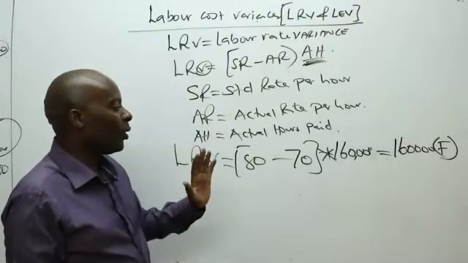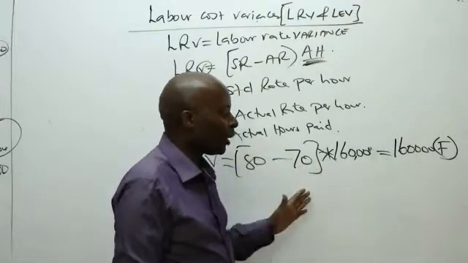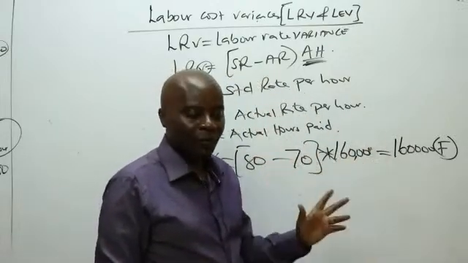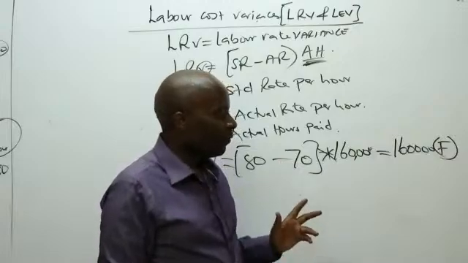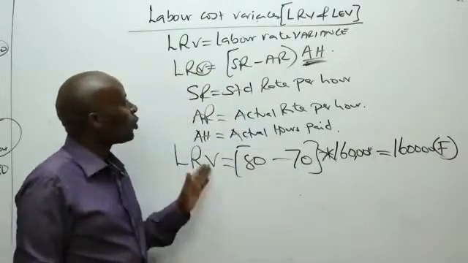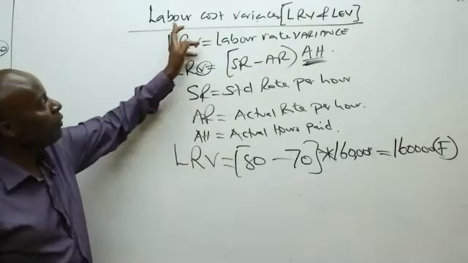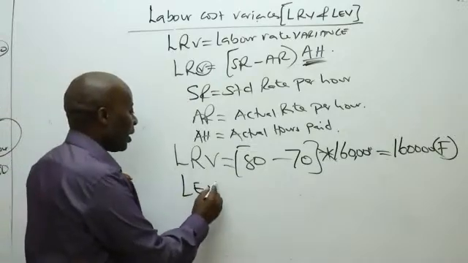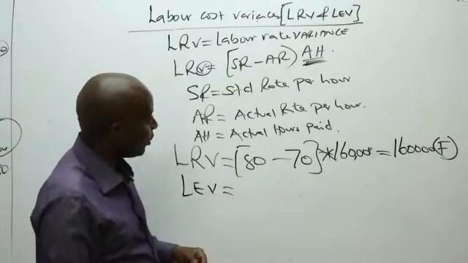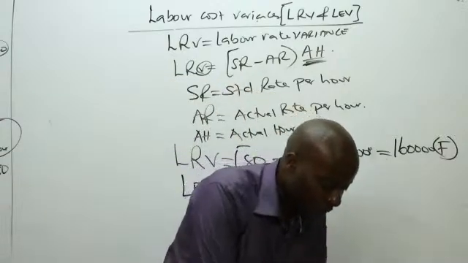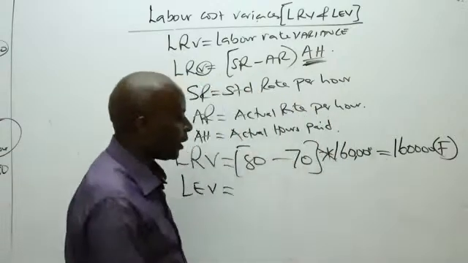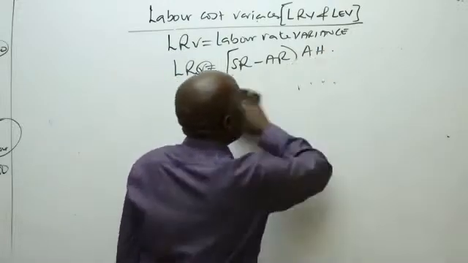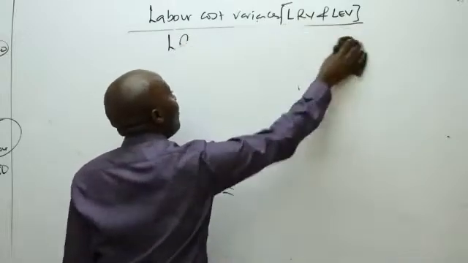But we normally don't like going into such arguments. The best thing is to know that if the final variance is positive, then it is automatically favorable. Very good. So if you allow me, I'll go to the second component of labor cost variance called labor efficiency variance. Number two, labor efficiency variance.